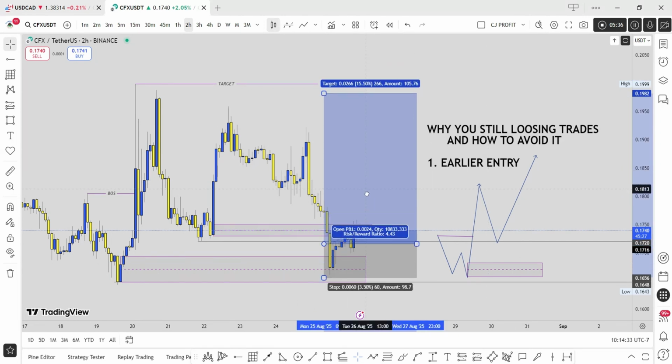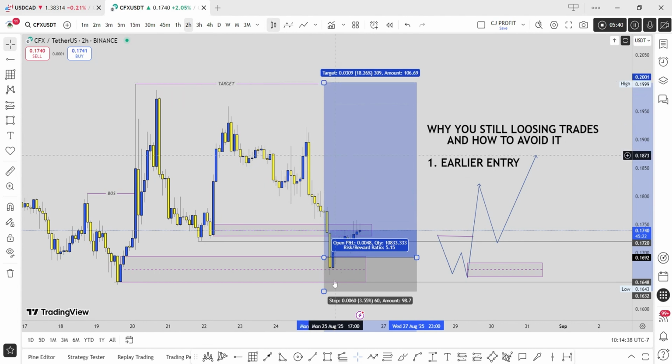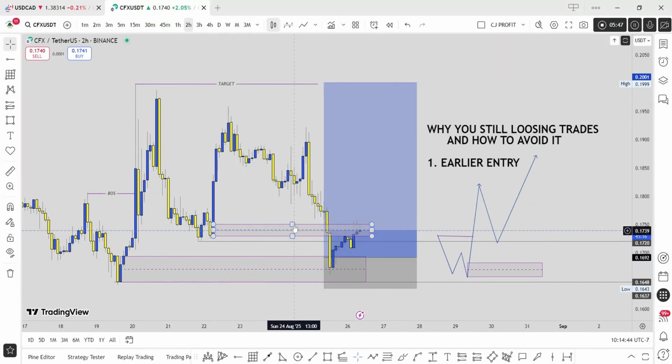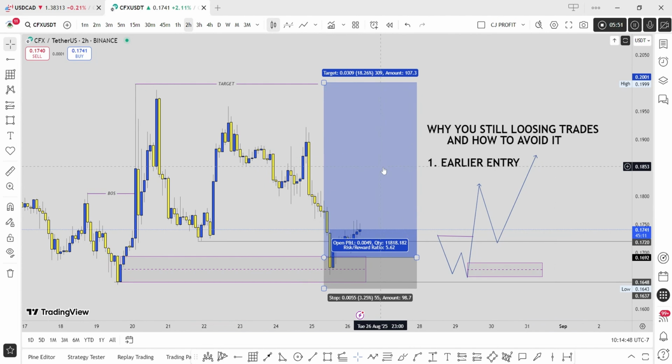But those that extend the entry to this point, target this high and also place their stop loss below this area, do you see how the market respected them? This is what we call the earlier entry and how to avoid it. And this is the main entry that you should enter.